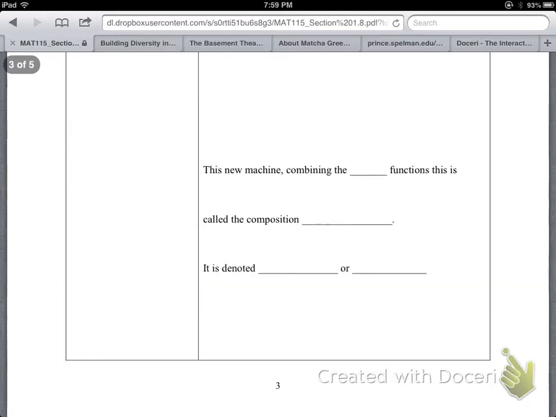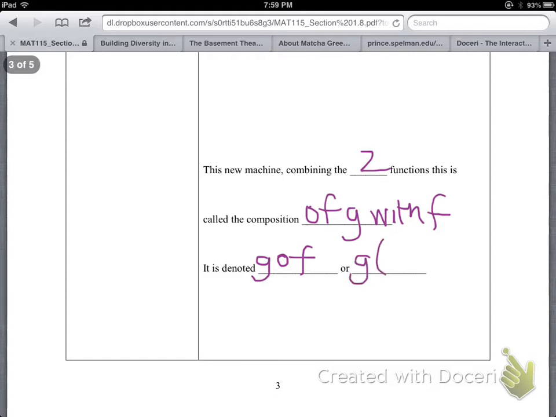Okay. So this machine combining the two functions is called the composition of g with f. And you might see it denoted as f circle g, but that's just saying g of f of x. So those two are the same thing. And just to note here that this is your inner function, so this function gets applied first.